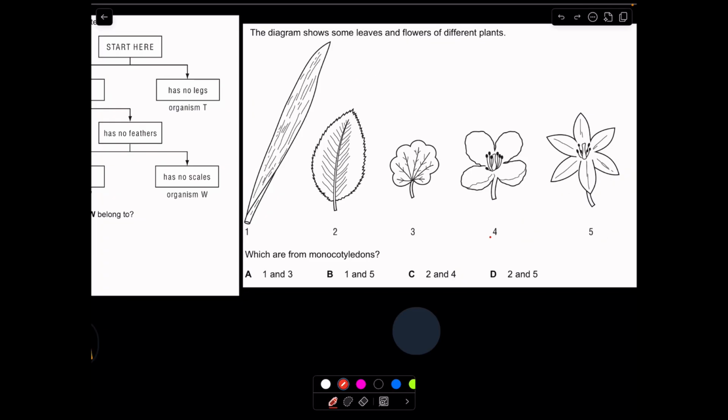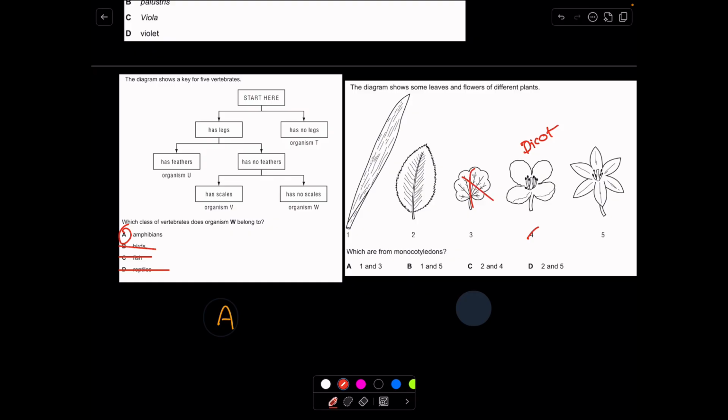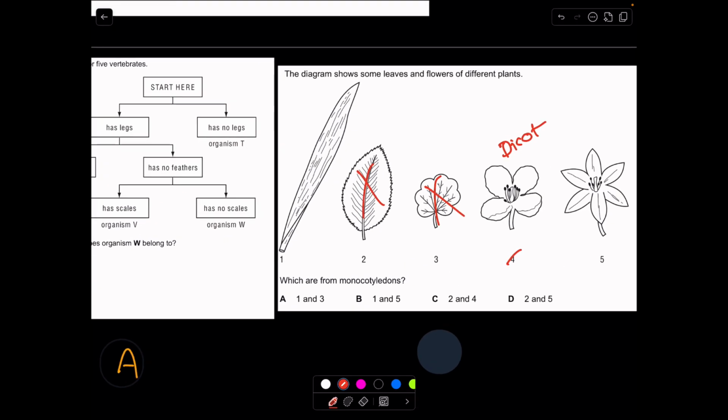Question 4 now is talking about the diagram shows some leaves and flowers of different plants, which are from monocots. Now, this is 4 leaves, so that means it's a dicot, right? These, look at the ways the veins are, okay? So they are not parallel, so this is wrong, this is wrong. So we're left with 1 and 5, which means it's B.